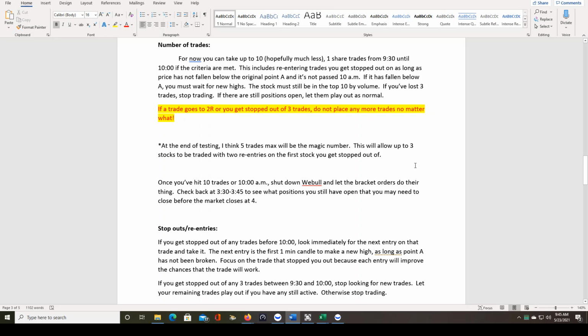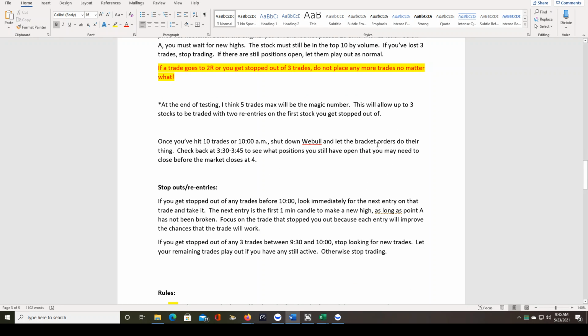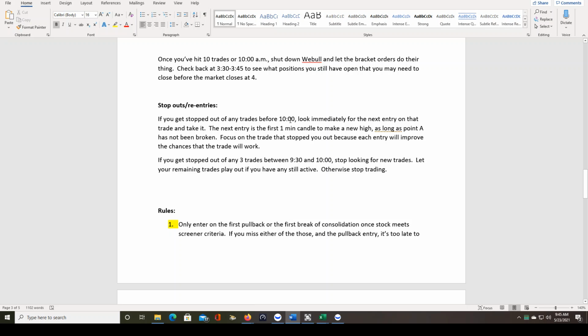So then I talk about share size and things like that. And when I stop looking for entries, stop outs, and re-entries. So you just read that and let me know if you have any questions. But basically, if I get into a good setup and I get stopped out, it's generally a fake breakout. And if I take 2 more entries on it, the chances of the second or third entry working out is much higher than the first.